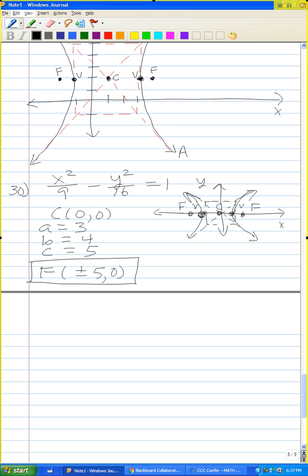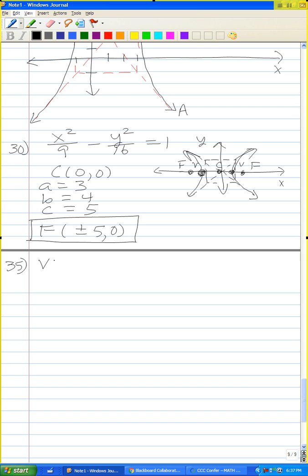And so, in problem 35, the vertices are at plus or minus 3, 0, and the foci are at plus or minus 5, 0. In exercises 35 through 41, find the equation of the hyperbola satisfying the given conditions. Well, since the vertices are at plus or minus 3, 0, foci plus or minus 5, 0, the center is going to be at the midpoint between the vertices, midpoint between the foci, so 0, 0.